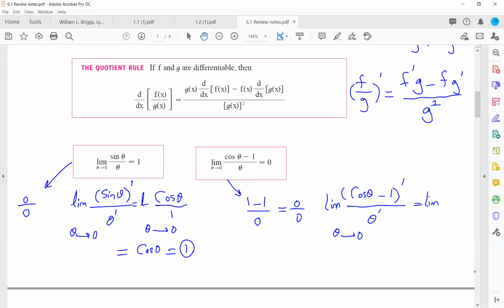On the numerator, you have negative sine theta divided by 1. Theta goes to 0. Again, sine is a nice function, so we can plug in 0. We get negative sine of 0, which is 0.